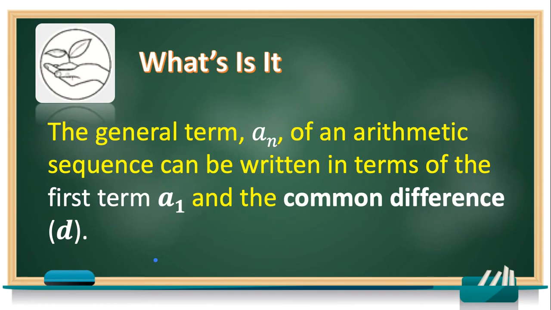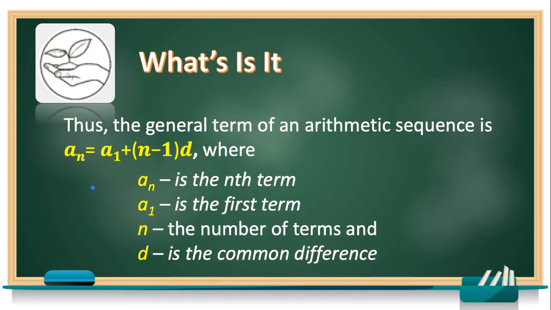So the general term a sub n of an arithmetic sequence can be written in terms of the first term, the a sub 1, and the common difference, which is the d. Thus, the general term of an arithmetic sequence is a sub n is equal to a sub 1 plus n minus 1 times d, where a sub n is the nth term and a sub 1 is the first term, n is the number of terms. So whatever is your nth term, the same number is represented in your n. Then d is the common difference.